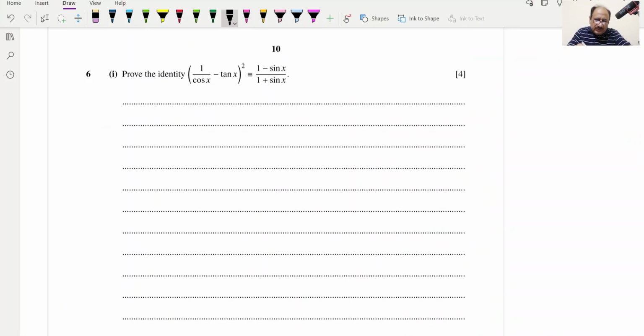Question number 6 is prove the identity. We have to prove this identity, and this is a 4 mark question. We can take the left hand side. Left hand side is what? 1 over cos x minus tan x, and tan x we can write as sin x over cos x, and this is squared.